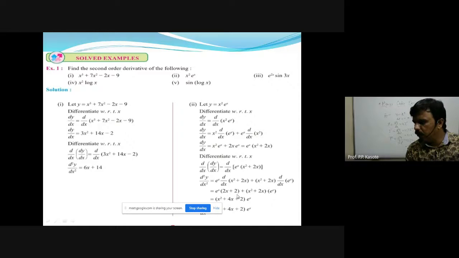Here also, in both the terms, you can see that e raised to x is the same. It is there in both the terms, so we can take it common. So the correct and the final answer is x square plus 4x plus 2 outside the bracket, e raised to x. मतलब second derivative is कितना, x square plus 4x plus 2 outside the bracket, e raised to x.